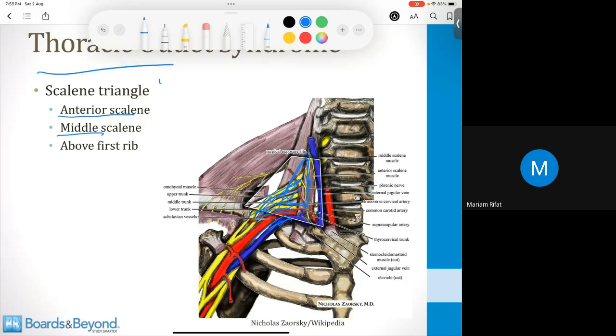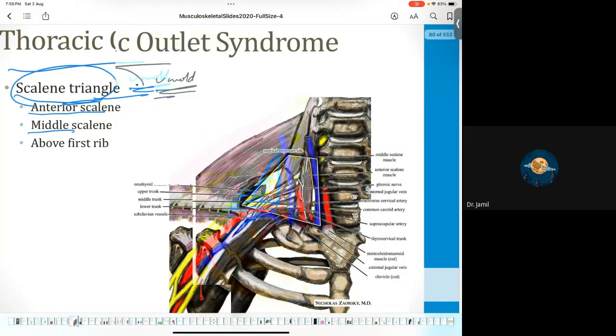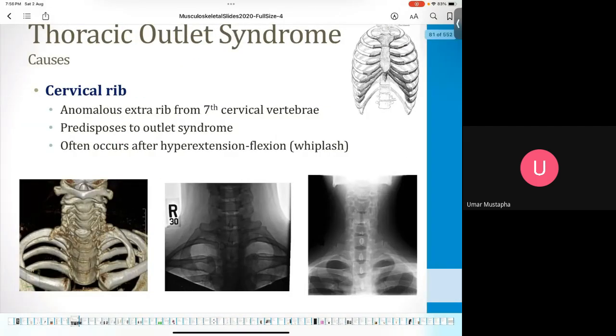This is really important. One of your UWorld MCQs is going to ask: in thoracic outlet syndrome, the nerves and the vessels come out between which muscles? That is your scalene muscles. Is it clear?